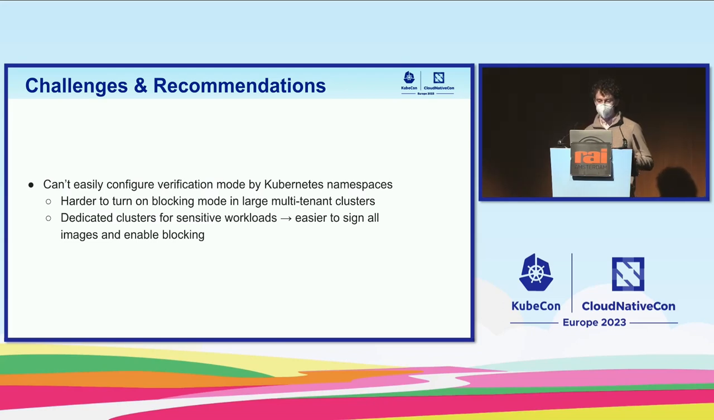namespaces are handy boundaries to separate different tenants in the same cluster. But because nodes can run containers for multiple namespaces on the same node, we don't really have this boundary available to us. What this means is that you might need to sign all the images in a given cluster before you can turn on blocking verification mode. And this can be quite a challenge, especially in a large multi-tenant cluster, simply because there's more images that you would have to sign.